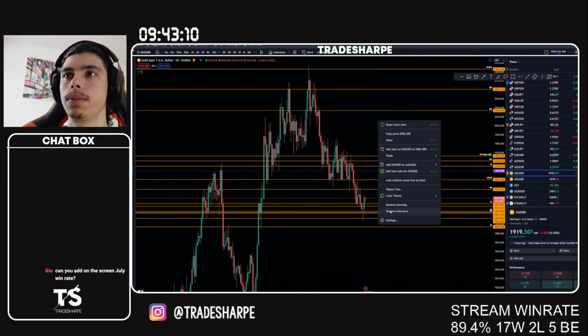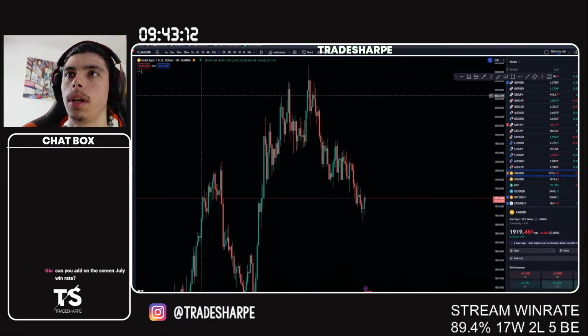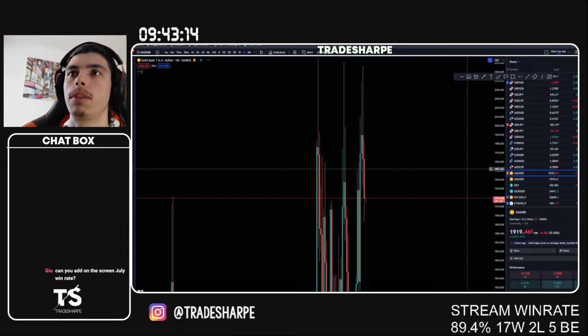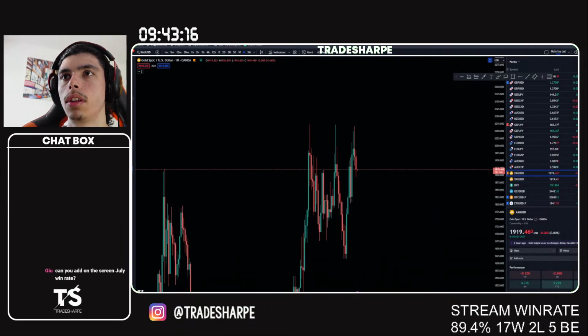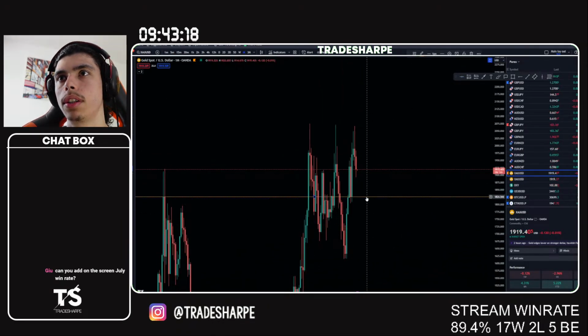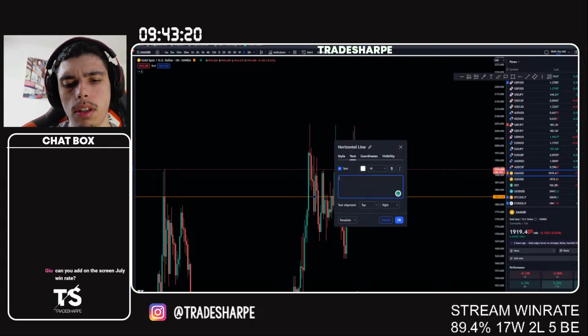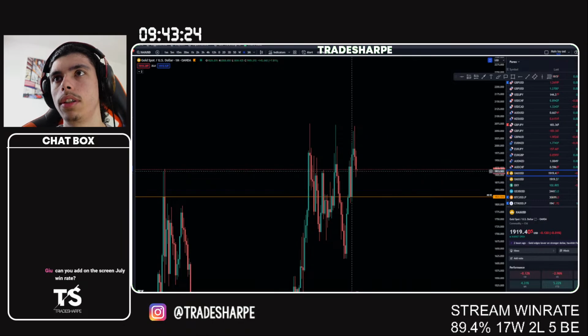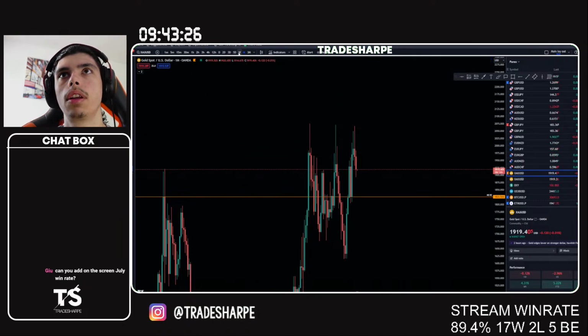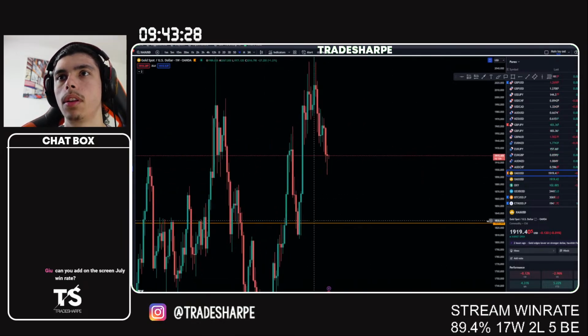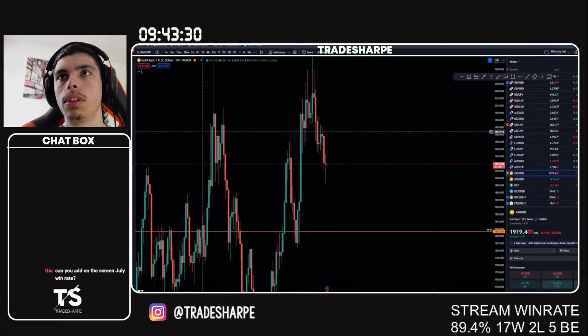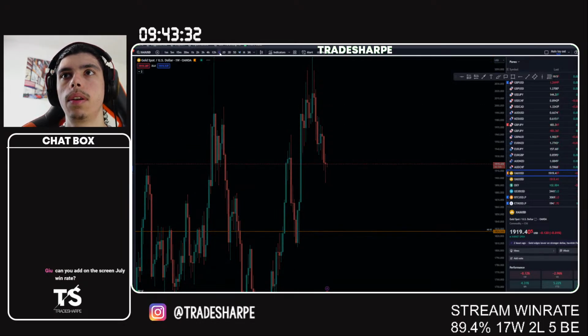Oh, I need to really clean this up. Let's do it fresh. I'm going to do this fresh. Start from the monthly here. So we have our monthly support down here. This is our key zone, MS, KZ key zone, right? That's our key target zone here. Weekly time frame, that's all fine.